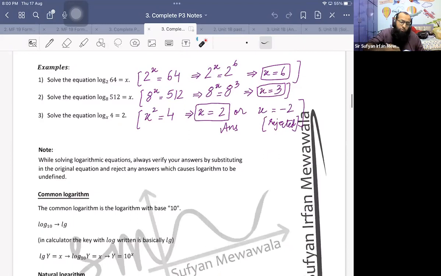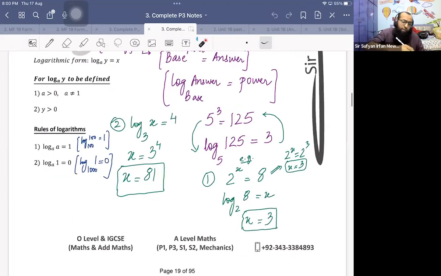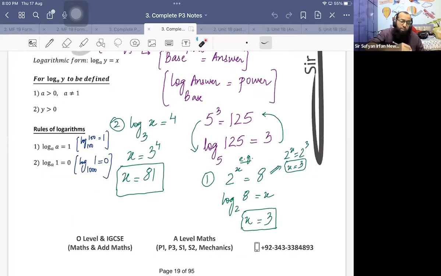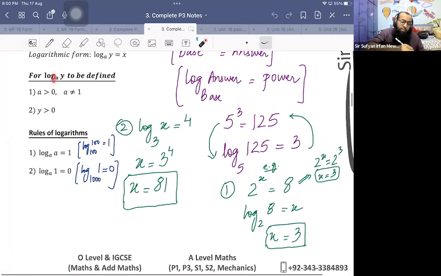Then one thing that I told you was that for log of y with the base of a to be defined, the base a has to be greater than 0 and the base can never be equal to 1. I had said these are two separate points, but they are related to the base a, so I wrote them in one line: a is greater than 0 and a is not equal to 1, and this y has to be greater than 0. That means this answer has to be greater than 0.